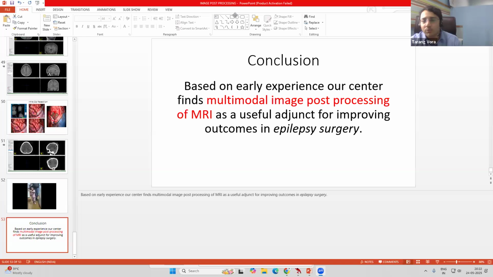My experience at Apollo has been limited. It's been only 3 years since we have been doing this at Apollo, and in my 3 years of experience, we haven't had a patient come back with post-surgical sclerosis-induced seizures. But I'm sure as time passes, we will get a few cases and we will deal with them.